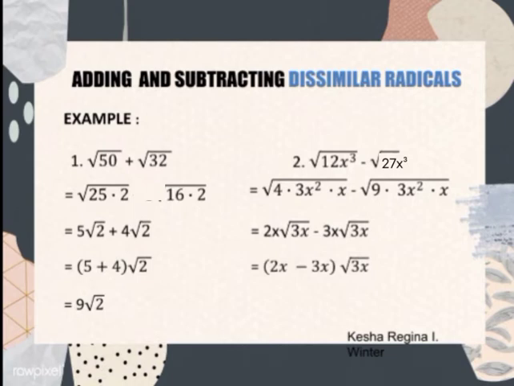Copy the common radical, which is square root of 3x. Simplify. 2x minus 3x equals negative x. Copy square root of 3x. Final answer equals negative x square root of 3x. And that is how to add and subtract radicals.